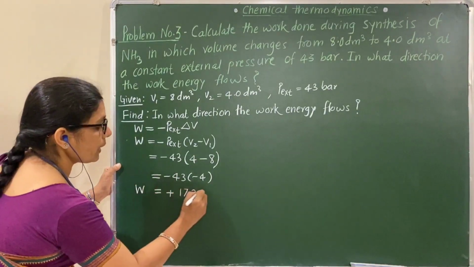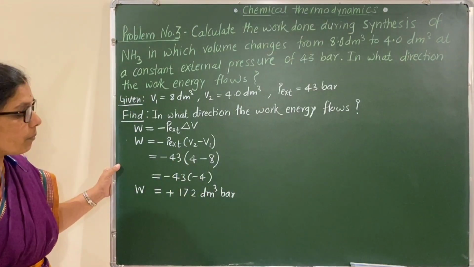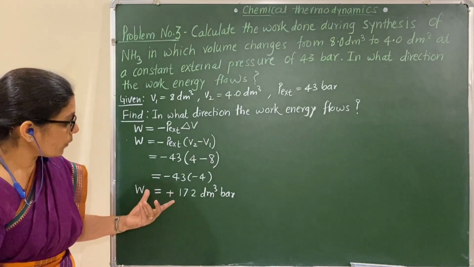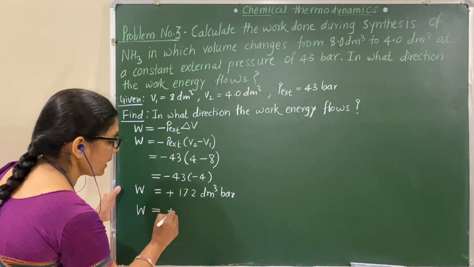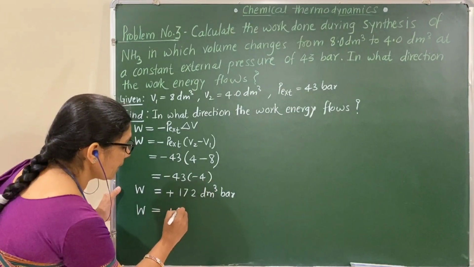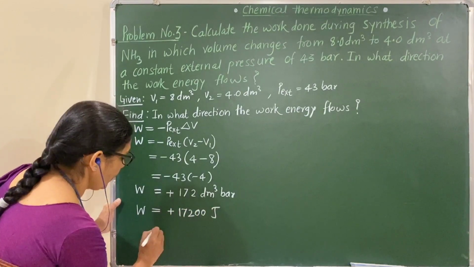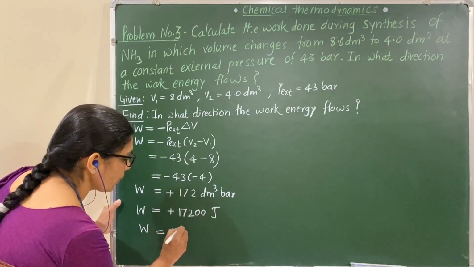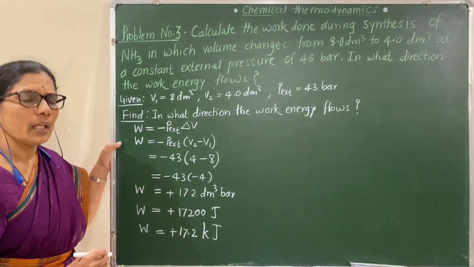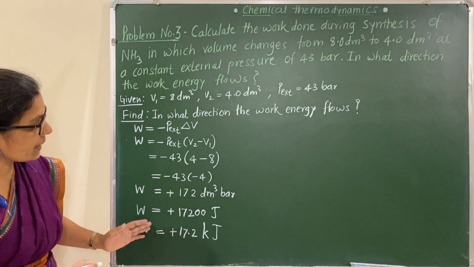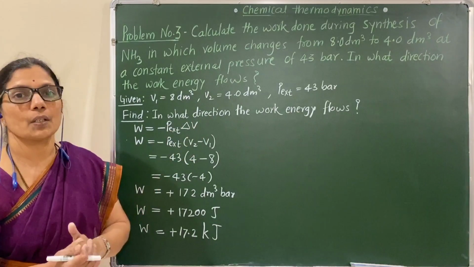The unit for W is dm cube bar, because volume is in dm cube and pressure is in bar. Now convert that work into joule also. W is equal to plus 172 dm cube bar multiplied by 100, therefore 17200 joule. You may find out W in kilojoule by dividing by 1000. All answers are correct. Now, what is asked? Find in what direction the work energy flows.